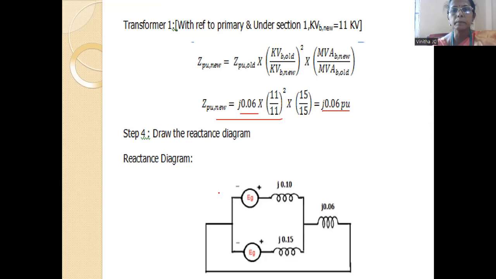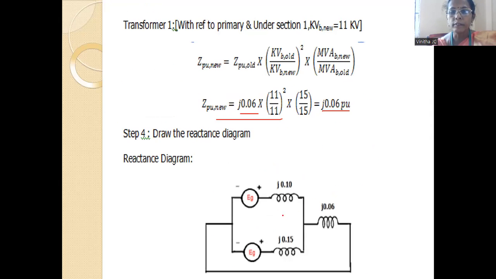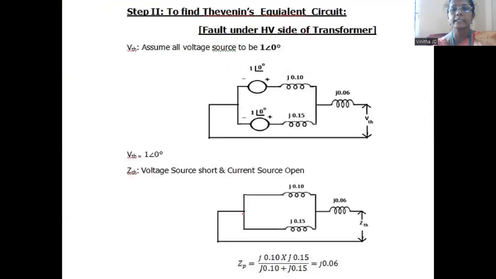Now we have calculated the per unit reactance of all the components in the system, so we can draw the reactance diagram. While drawing it, a generator is represented by its source and its reactance. Here, as per our diagram, two generators are connected in parallel, and that is connected in series with the transformer. So we draw the first generator and its reactance, the second generator and its reactance, then after connecting these two generators, the reactance of the transformer. Now we have drawn the reactance diagram.